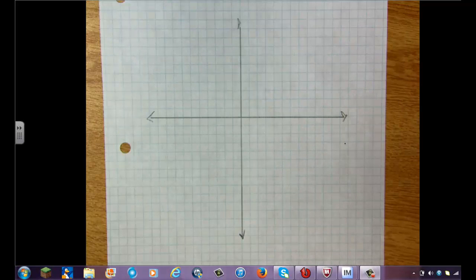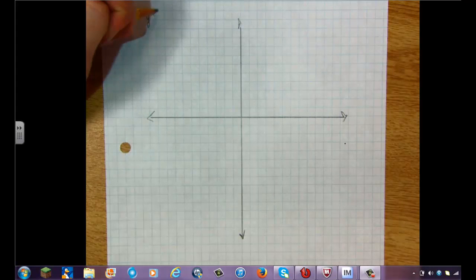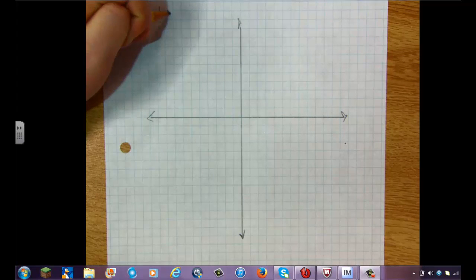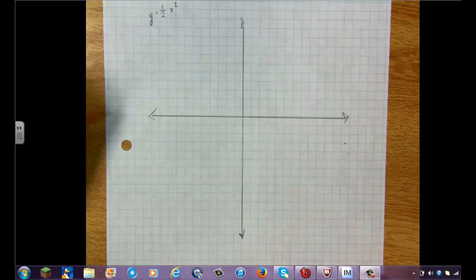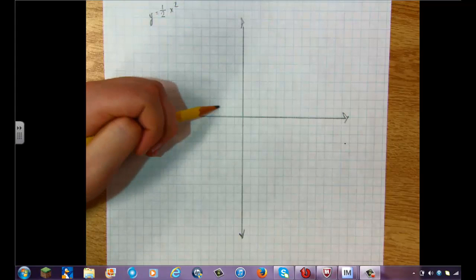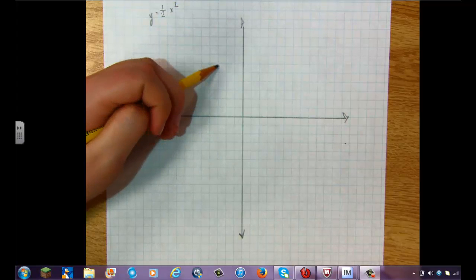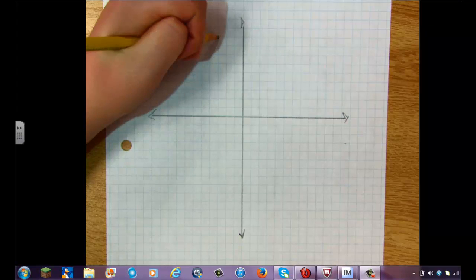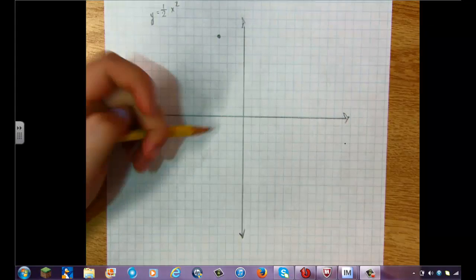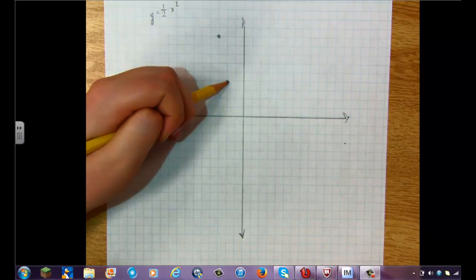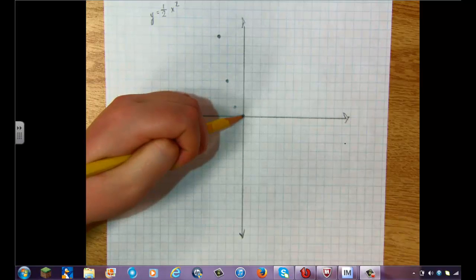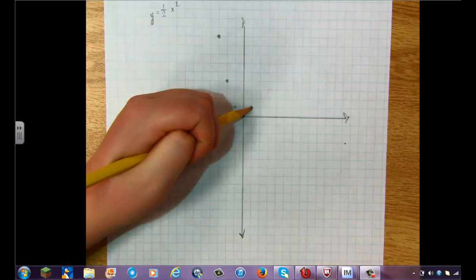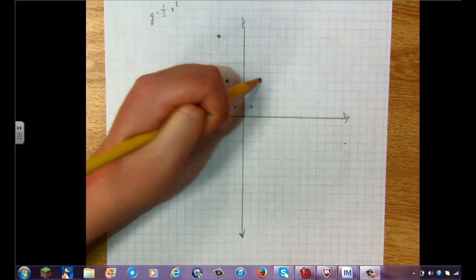If you were to dilate the graph by 1/2, the equation would be y equals 1/2 x squared. And the parent graph would be negative 3, 9. Negative 2, 4. Negative 1, 1. 0, 0. 1, 1. 2, 4. And 3, 9.